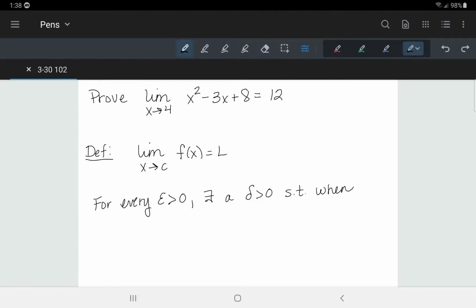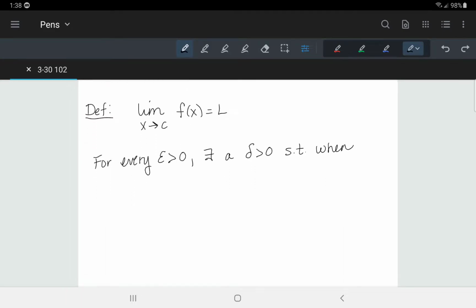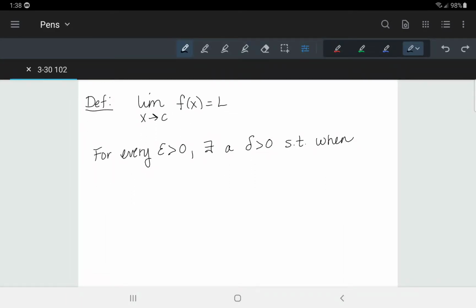We will say the limit as x approaches c of f of x is equal to L if for every epsilon greater than 0, there exists a delta greater than 0 such that when the absolute value of x minus c is less than delta, this will imply that the absolute value of f of x minus L will be less than epsilon.